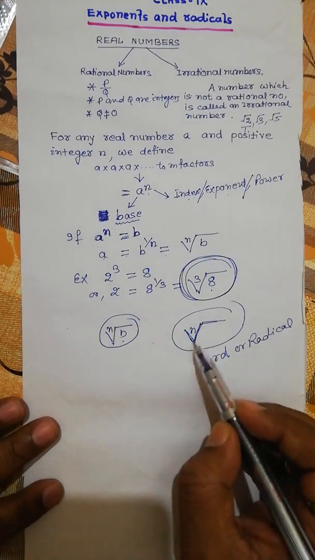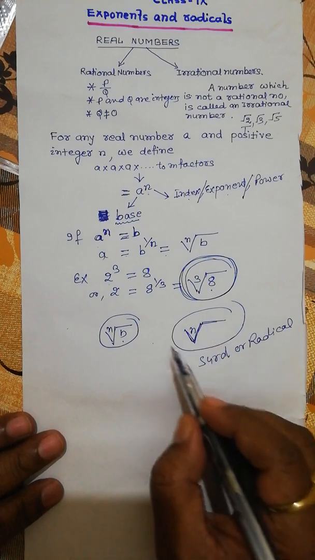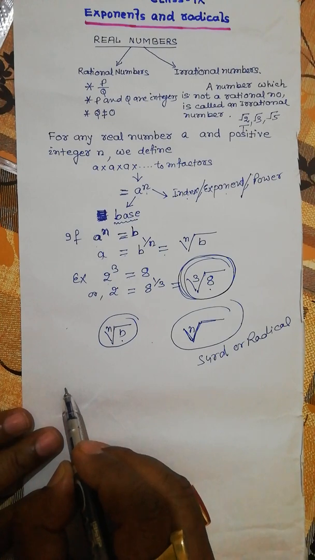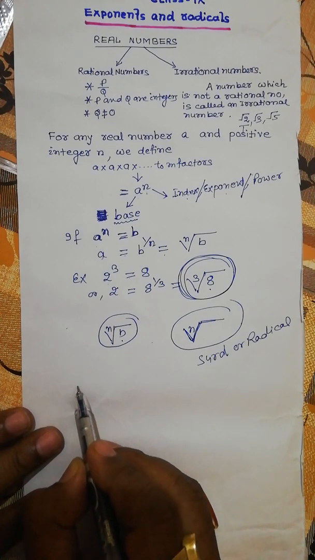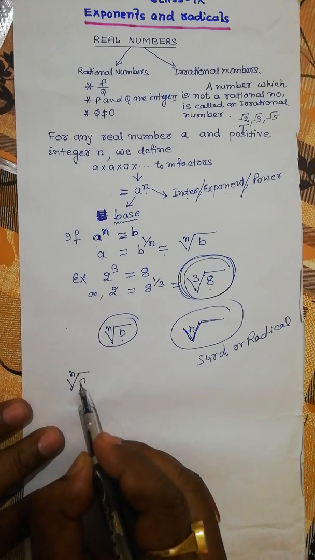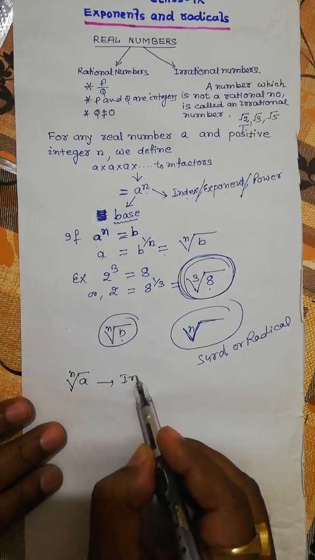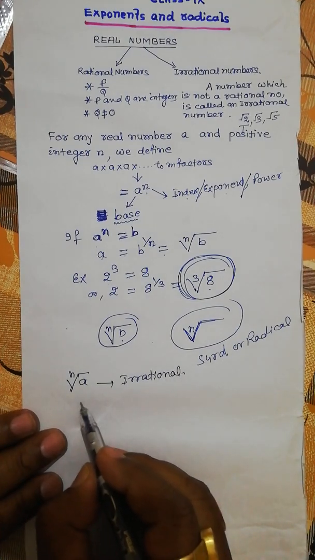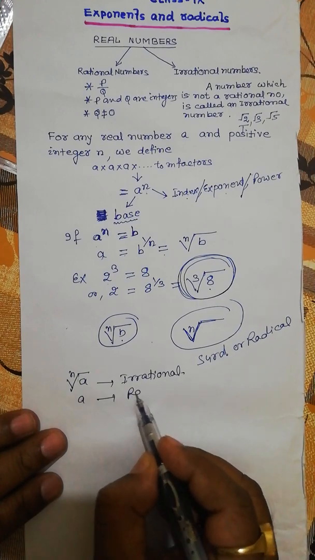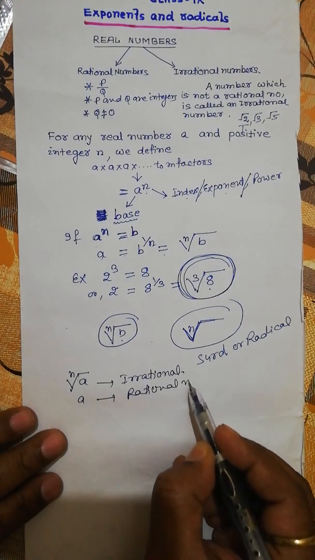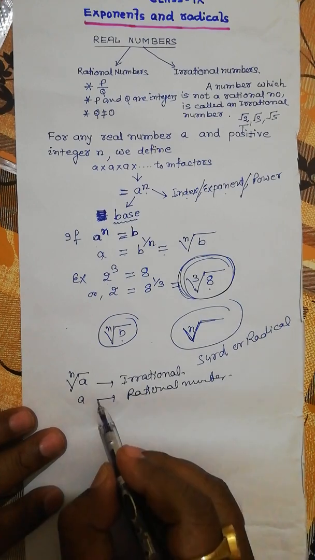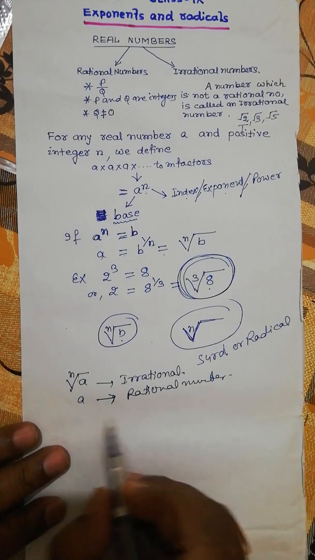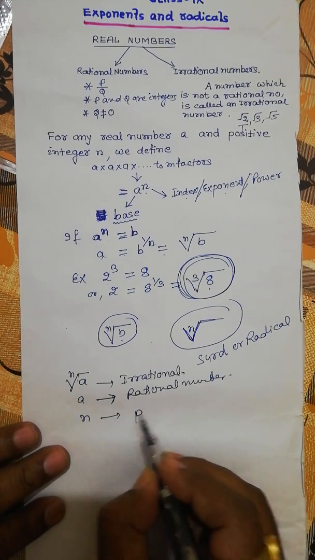So here, the nth root of any real number is called a radical or surd. For surd and radical, two points are important. First point: the nth root of a should be irrational, where a should be a rational number. This a should be a rational number. The value must be irrational. N should be a positive integer.